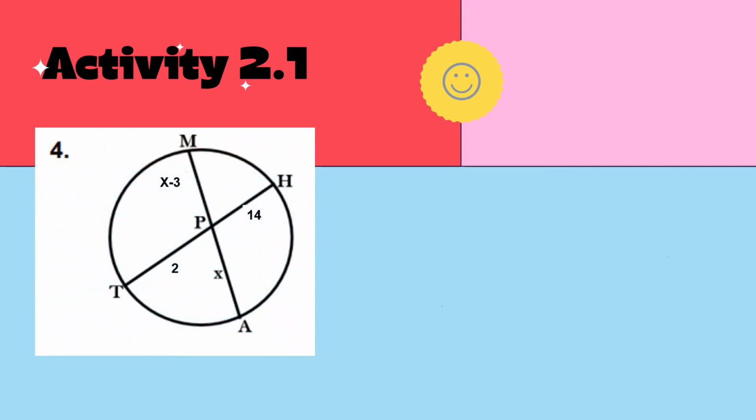Number 4, another 2 secant intersecting on a point inside the circle. So, ganun din, katulad nung kanina, no? MP times PA. Ayan. Pakita natin. Ito. MP yan. MP times PA. Ayan.